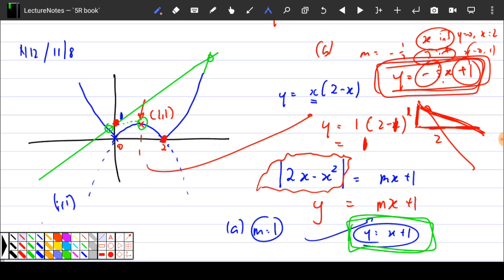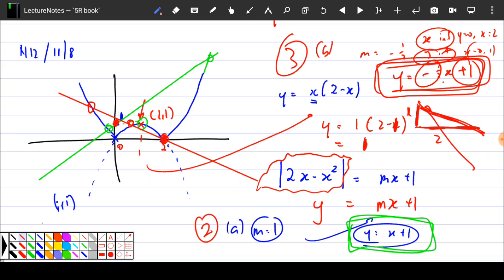So by joining the two points, roughly I will know that it cut 1, it cut 2, it cut 3. So then the answer is 3 for this and 2 for this. Any question?